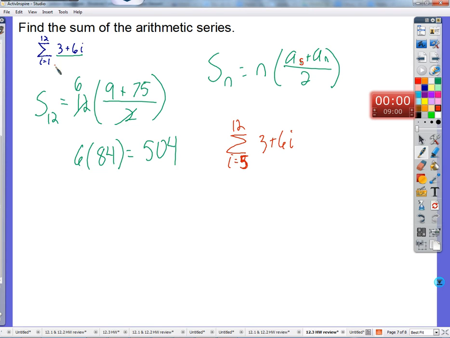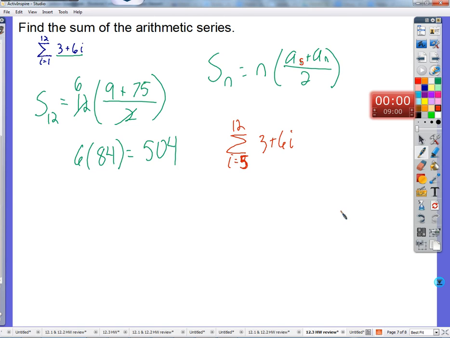Right? If we did 12 minus 1, we're kind of losing that a sub 1 term. There's actually 12 numbers that we're adding up, right? So it would still be 12. No, it wouldn't be 12, because this is the number of terms that we're adding up. Oh, I see. There's not 7 of them. There's one more. There's 8 of them. If we actually wrote down the terms a sub 5, a sub 6, a sub 7, a sub 8, a sub 9, a sub 10, a sub 11, a sub 12, and counted them, there'd be 8 of them.